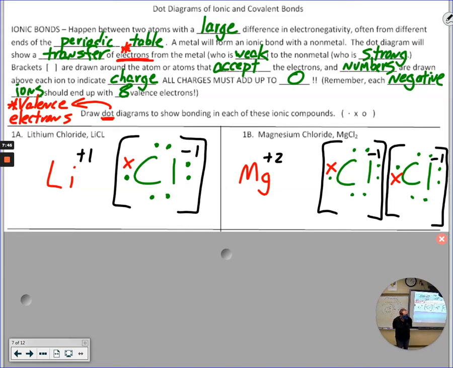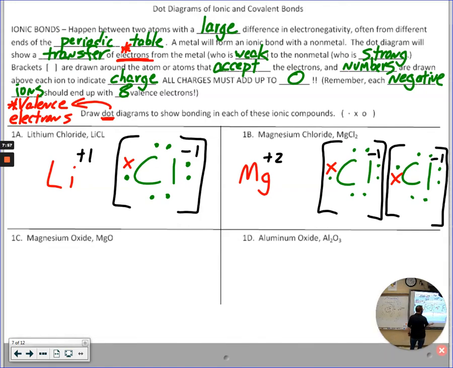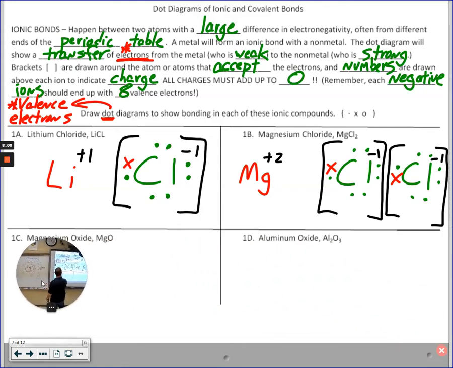We'll take a look at one more example of ionic compounds. I'm going to skip example 1c, and I'm going to take a look at 1d, which is aluminum oxide. Aluminum oxide, I'm going to start the same exact way, with 2 atoms of aluminum, 3 atoms of oxygen. I'm going to space everybody up so we have a little more room to work here.